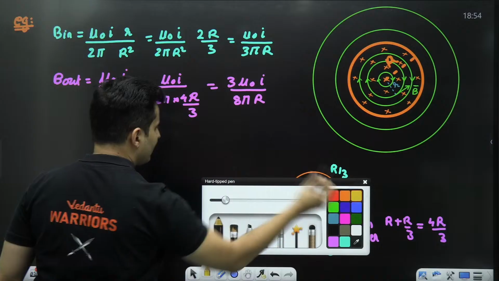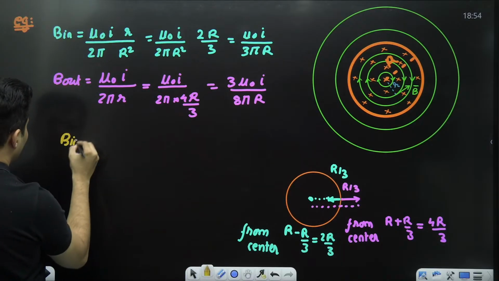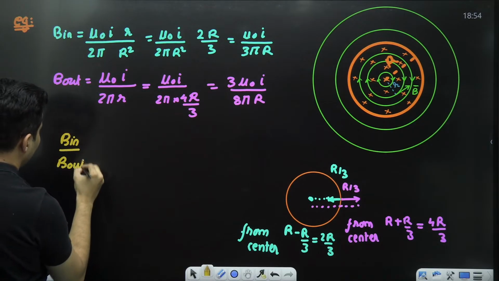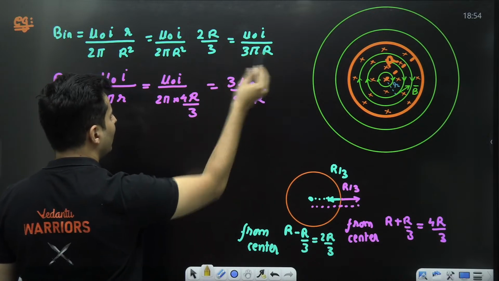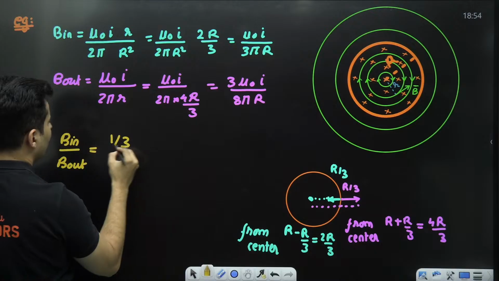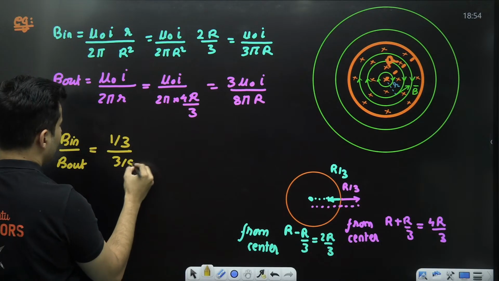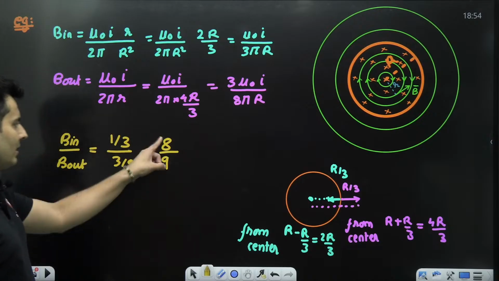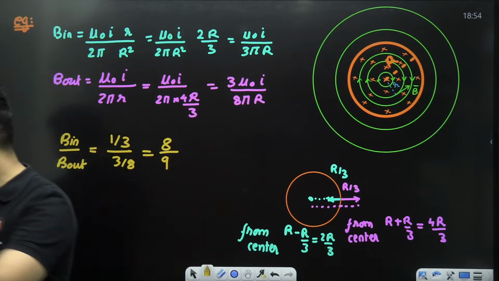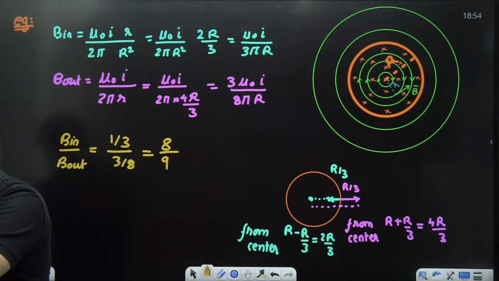Now the final answer is finding the ratio. So magnetic field inside versus outside. Many terms are common: mu naught I, pi R, everything is common except for this number 1 by 3 and this number 3 by 8. So 8 will go on the top, 3 3s are 9. So the answer is 8:9.